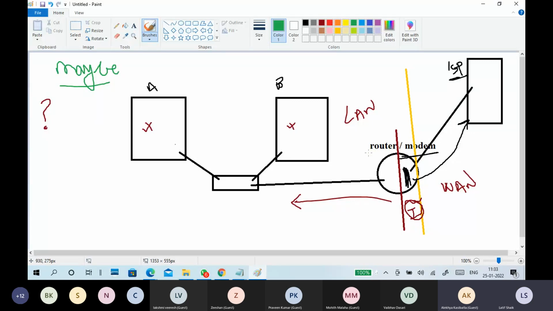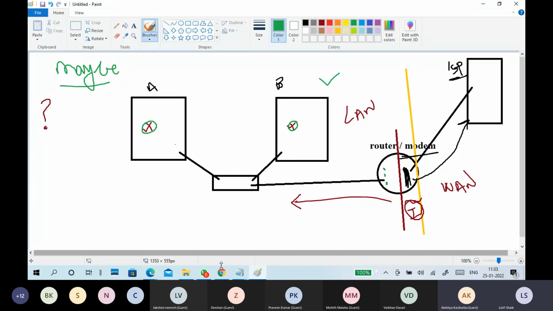As a customer, you are on the LAN side. What is the maximum you can do? Are you getting an IP address from the router or not? If the router has LED lights, in a modem-router combination, are the LED lights there or not?